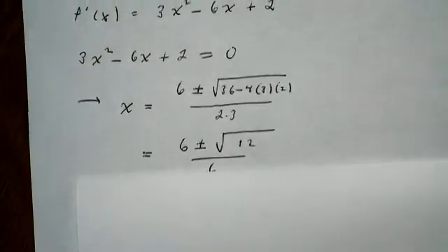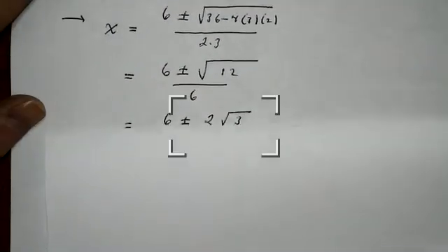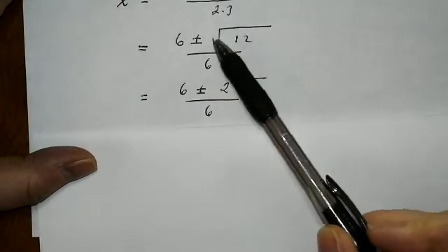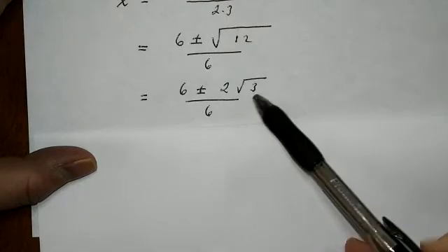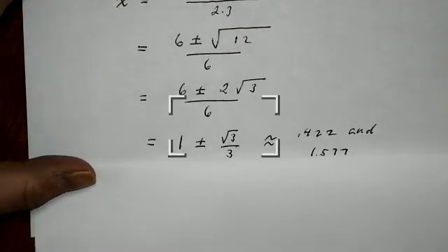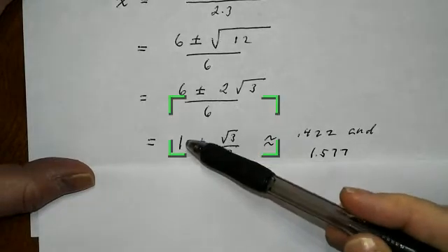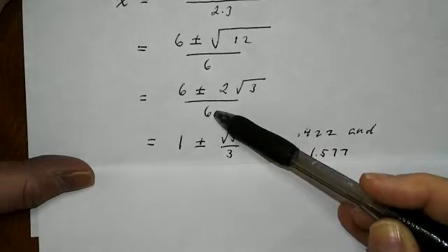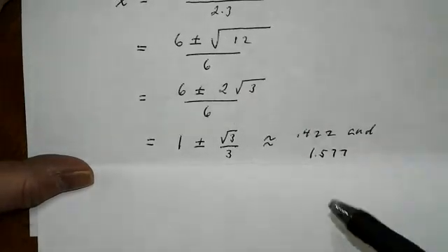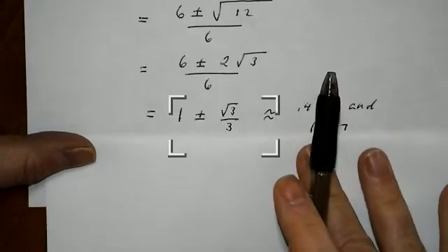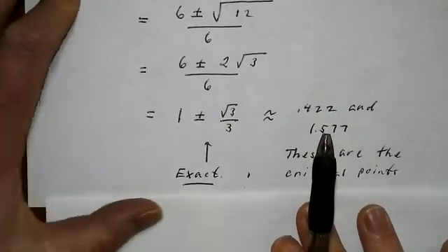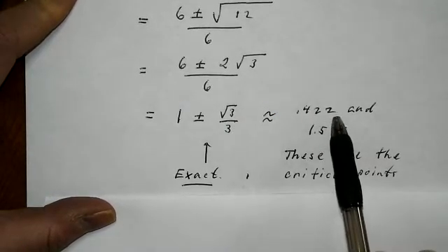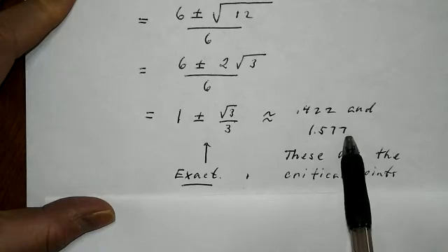This radical can be simplified. The square root of 12 can be simplified, it's 2 times the square root of 3. We can break this up into 2 across the denominator, so we have 6 over 6, which is 1, plus or minus 2 over 6, which is 1/3 times root 3. So the exact critical points, and we want exact critical points, are 1 plus or minus root 3 over 3, which is 0.422, approximately 1.577.